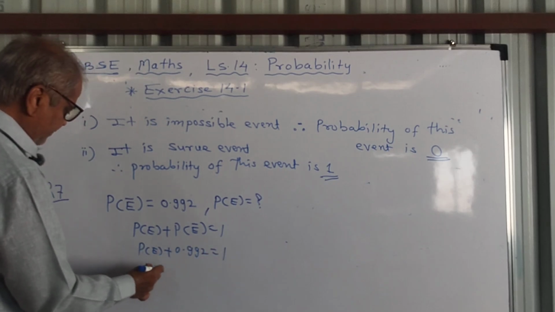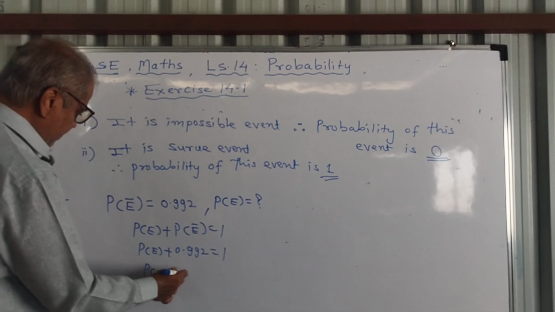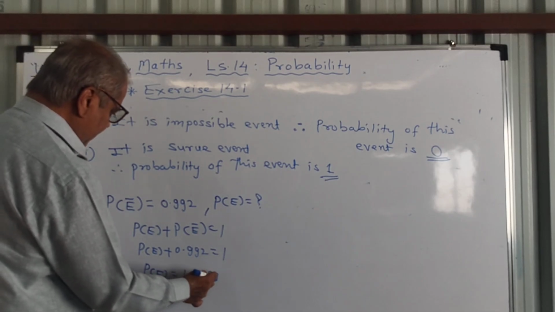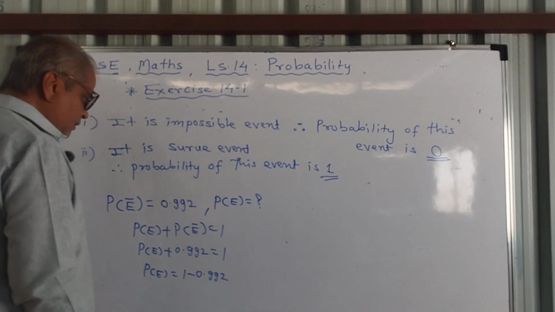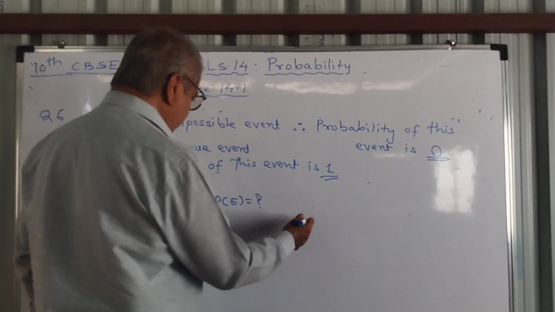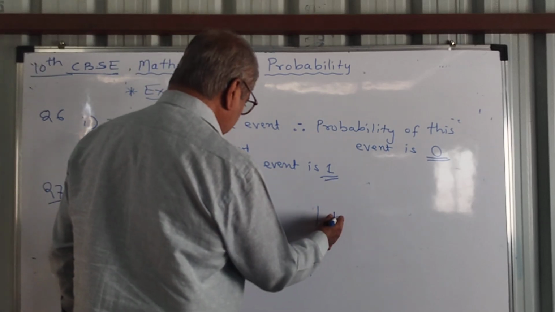So P of E is equal to 1 minus 0.992. Again here many students make a mistake while subtracting. So subtract properly. See, 1 means 1 point.